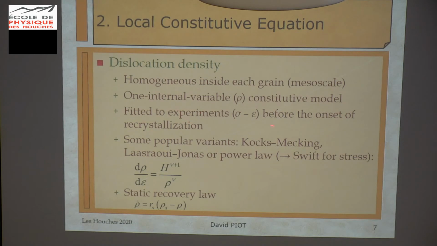It is fitted to stress-strain experimental curves before the onset of recrystallization, so it's not so difficult to do that. It's possible to use the Cox-Mecking equation, or the Lasraoui-Jonas equation, which are the most popular. It's also possible to use a power law, which is very convenient in this case because it's possible to integrate the whole model in closed form. And this power law equation corresponds to a Sweet model at the macroscale, if you consider the macroscopic flow stress.